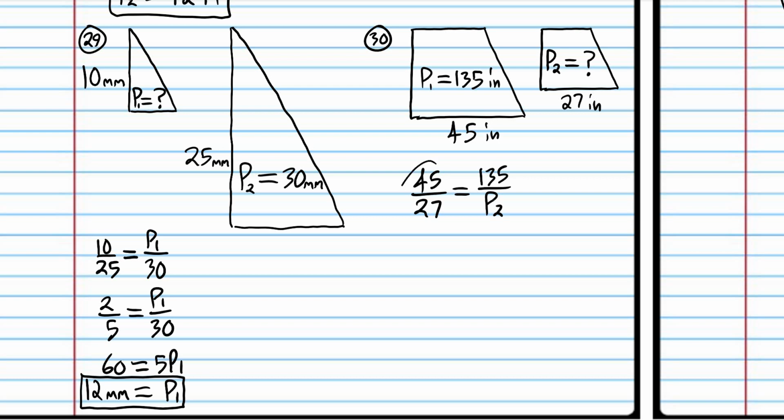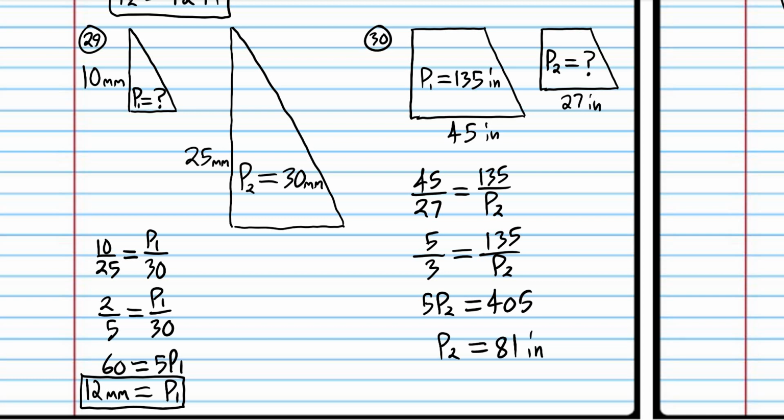So now if we divide both sides of this fraction by 9, we have 5 over 3. Cross multiply, we get 5p2 is equal to, you can get your calculator out, multiply 3 times 135, and we have 405, then divide that by 5, and we have p2, the second perimeter, equals 81 inches. So if you got 81 inches, good job.